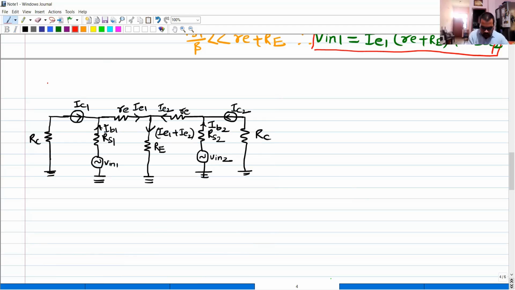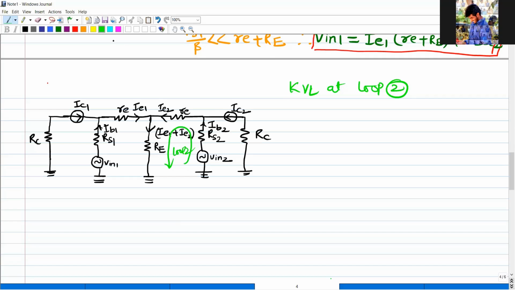Right, I'm going to write another KVL. From this loop, which we call loop 2, writing KVL at loop 2. Now I want to write the signs: this is plus minus, here plus minus.